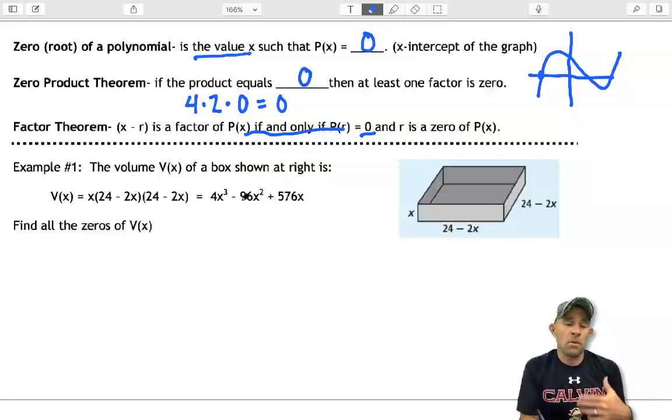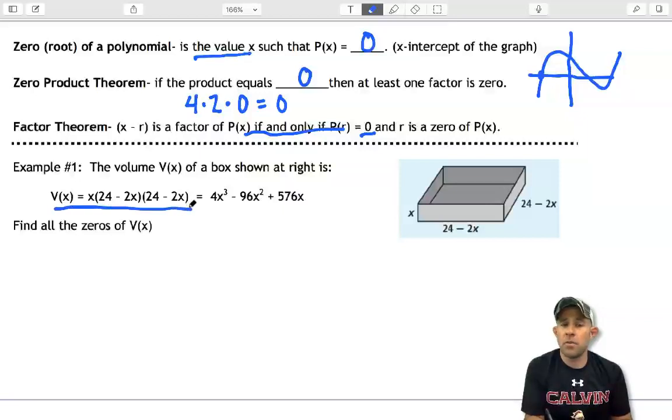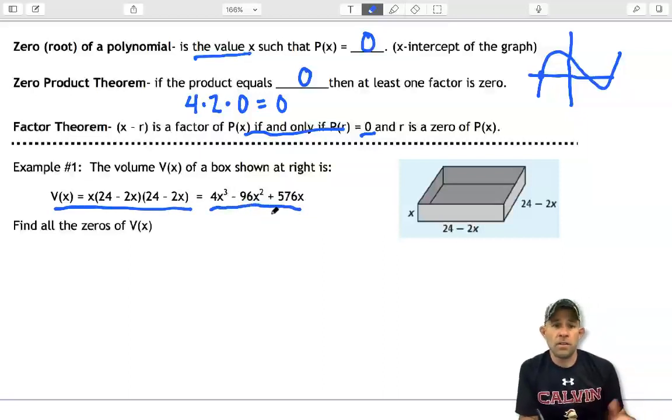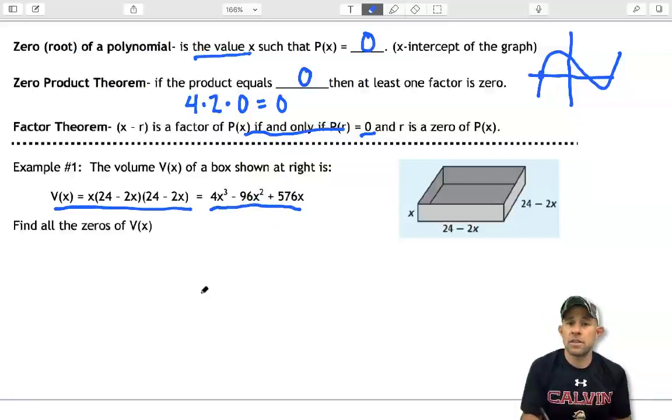Example 1, remember our pizza box problem from the other day. We want to know the volume of the box, and it's shown at the right here. The dimensions are x by 24 minus 2x by 24 minus 2x. So this first form here is known as the factored form, and then we expanded the factored form to get our volume function, 4x cubed minus 96x squared plus 576x.